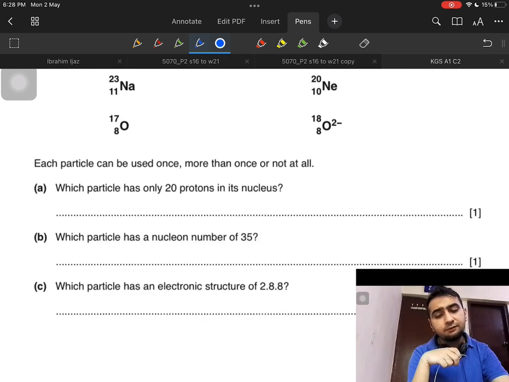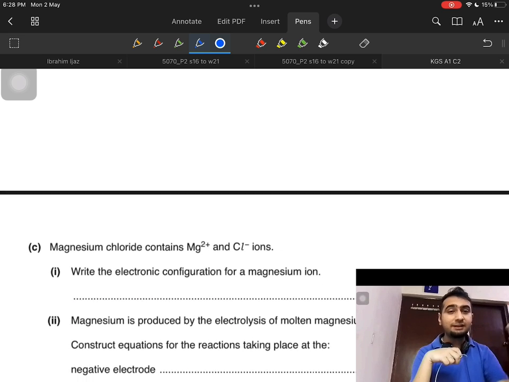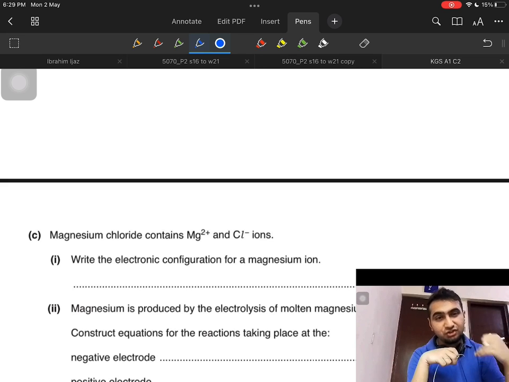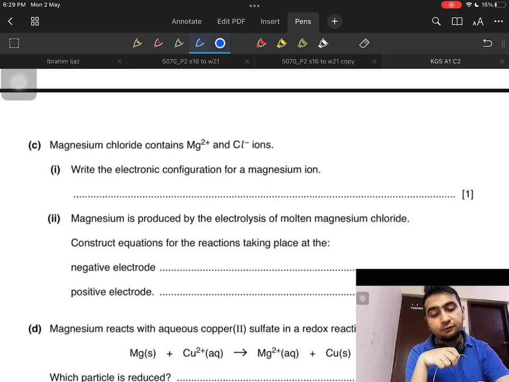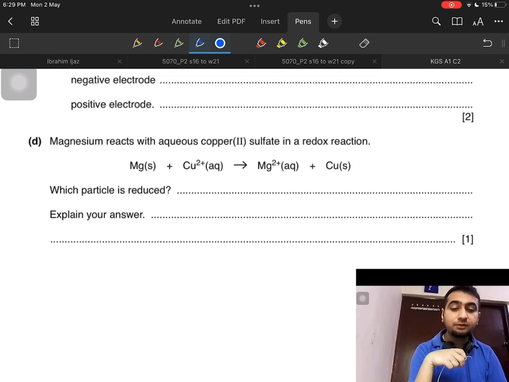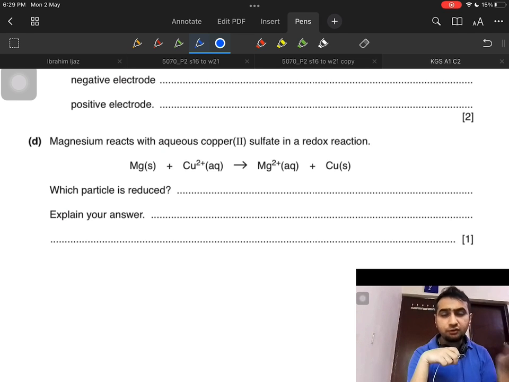For example, I have some questions from 2019 onwards, because from 19 onwards the mode of questions, the marking scheme has changed a lot. So let's pick some questions and see how they've changed it. For example, this is one of the questions. It says magnesium reacts with aqueous copper 2 sulfate in a redox reaction. They want you to identify the particle which is reduced. You can do that, but they want you to explain the answer.